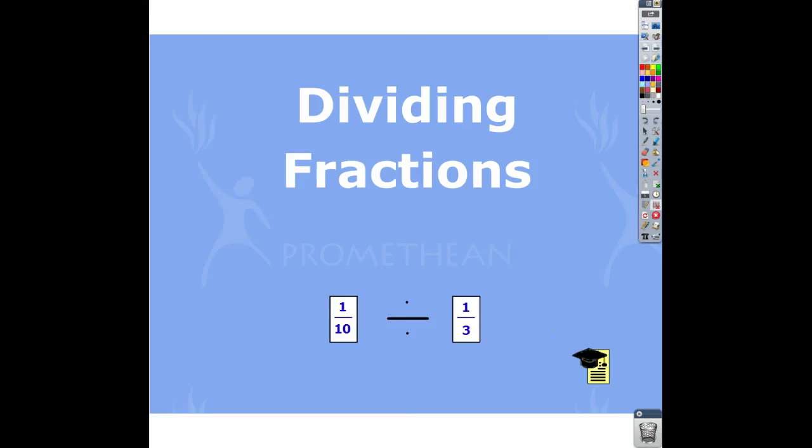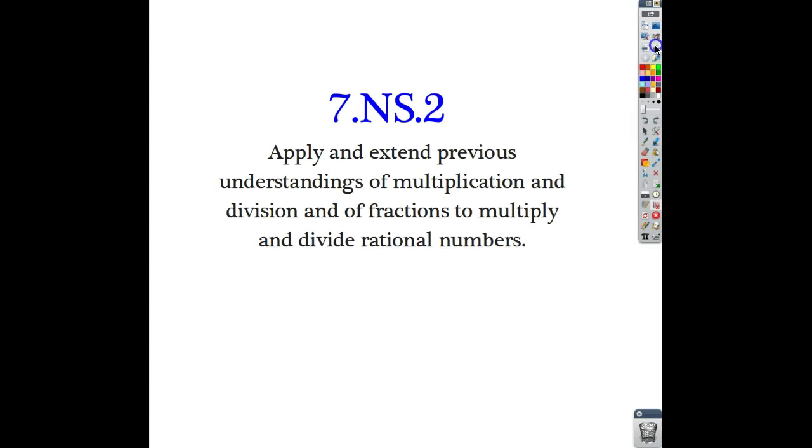Let's talk about dividing fractions. We have added, we've subtracted, we've multiplied with mixed numbers and negative fractions and positive fractions. So let's finish it off with dividing. Here's the standard. I'm going to finish this one off.